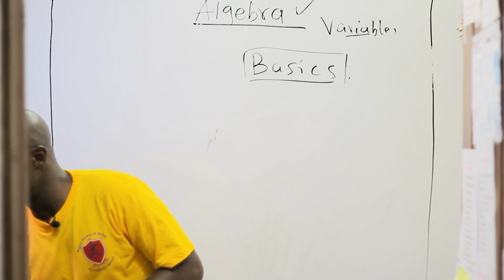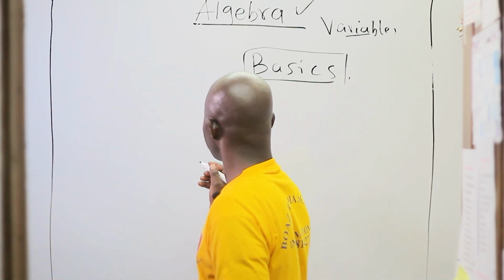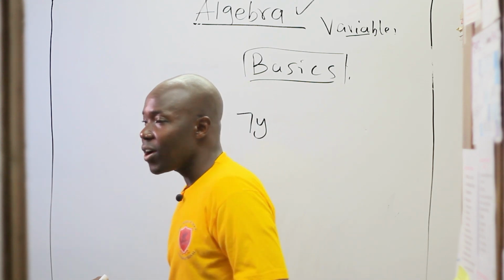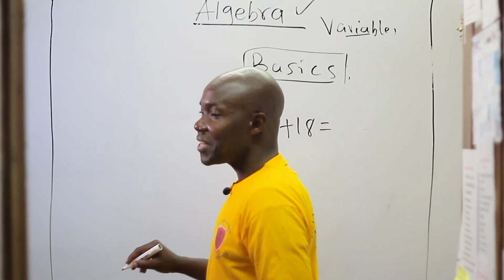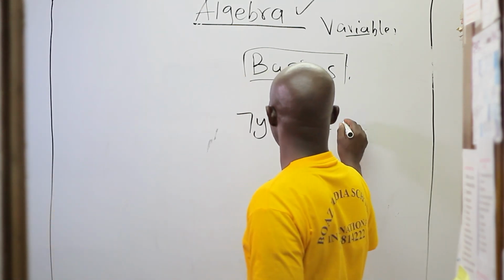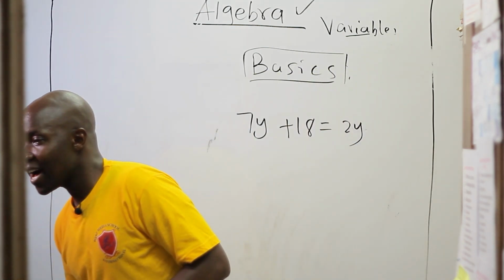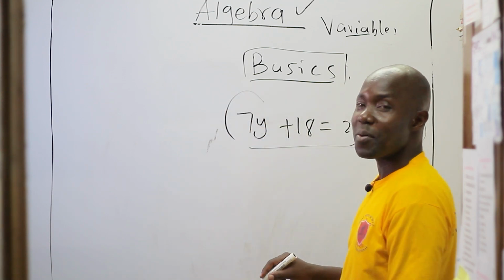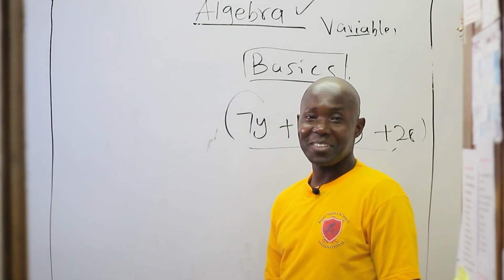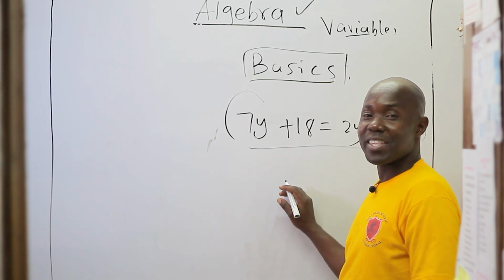So let me give you one more, guys, that you are going to try by yourself. So the last one I'm giving here is 7y plus 18 equals 2y plus 28. I'm not going to do it, I'm leaving you to go and test it. Now we will pick up from here tomorrow so that we check if you really got the answers.